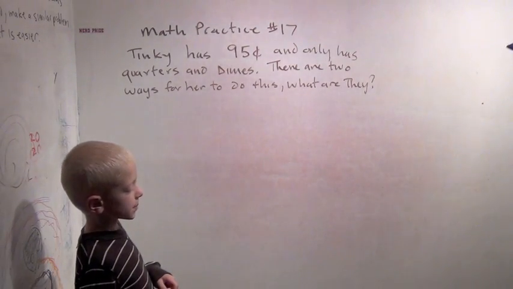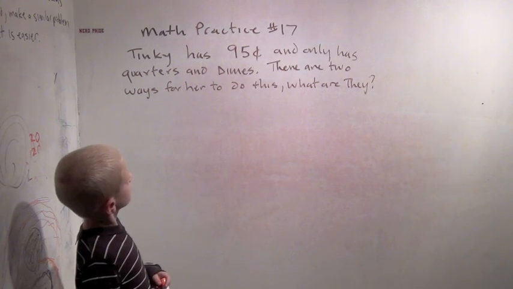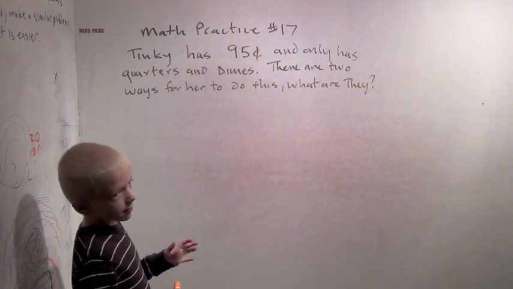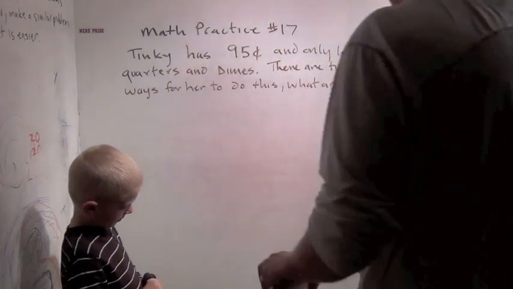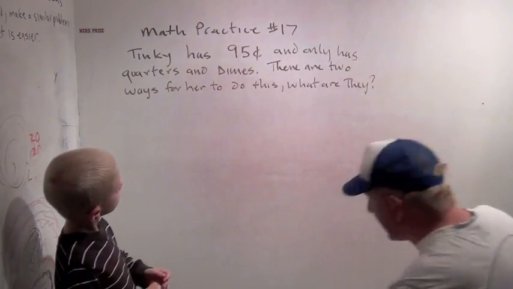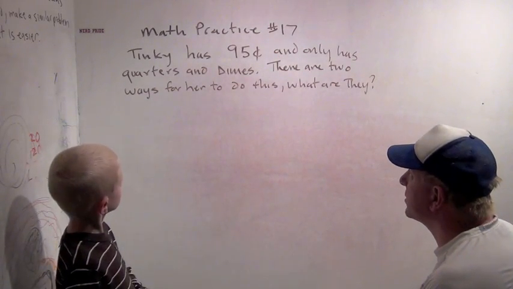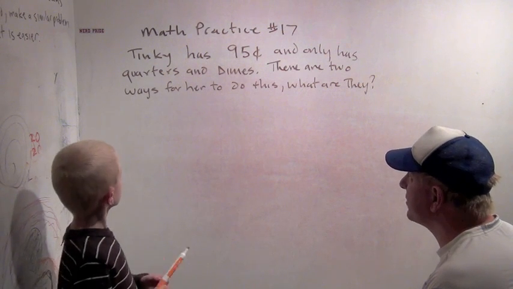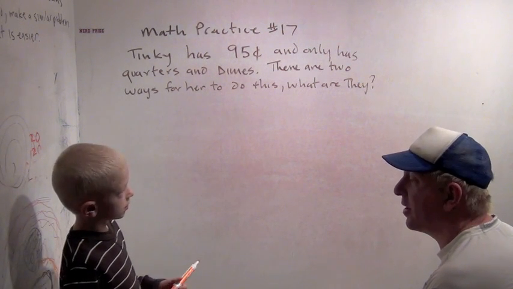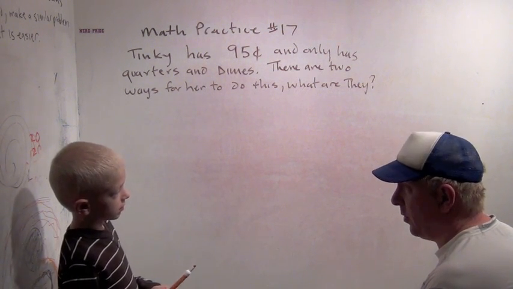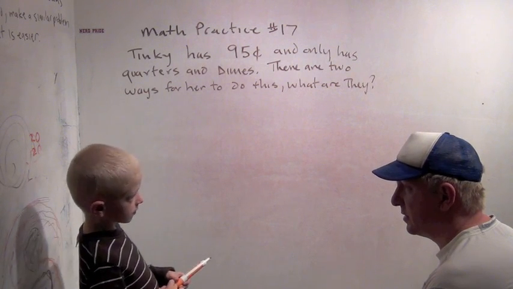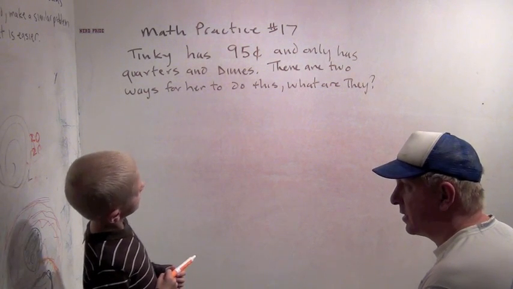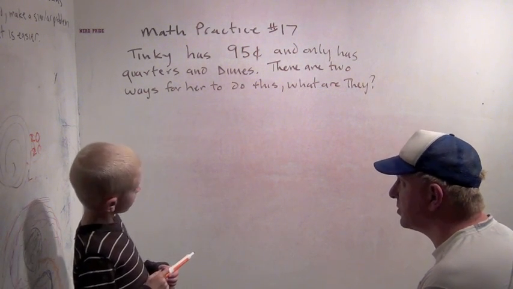MathPractice17. Okay, today we have a fun problem about a dog who has some money. Okay, Tinky has 95 cents, but she only has quarters and dimes. There are two ways for her to do this. What are they? Oh, wow. Interesting. Okay. So how would you want to approach a problem like this?